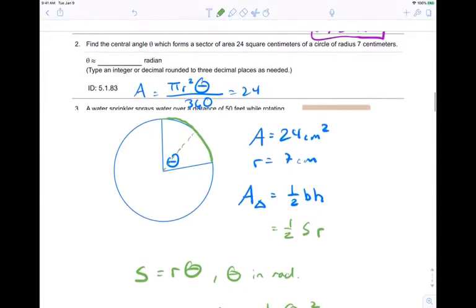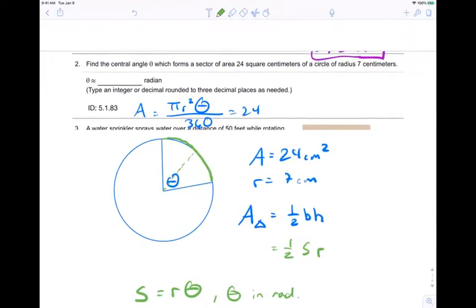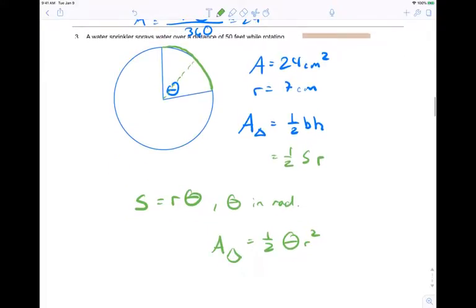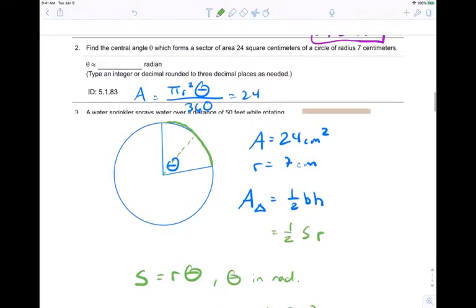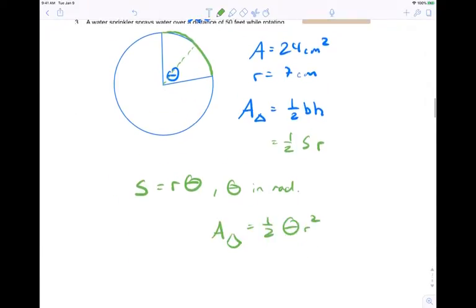It says, so we want to solve for theta. I think this is everything. I can't think of anything else. It says, which forms a sector area. So it says the area is 24 square centimeters and the radius is 7. So if we take this formula, we want to solve for theta.